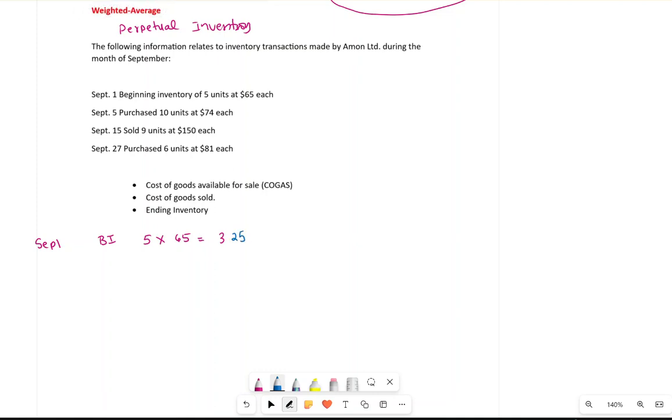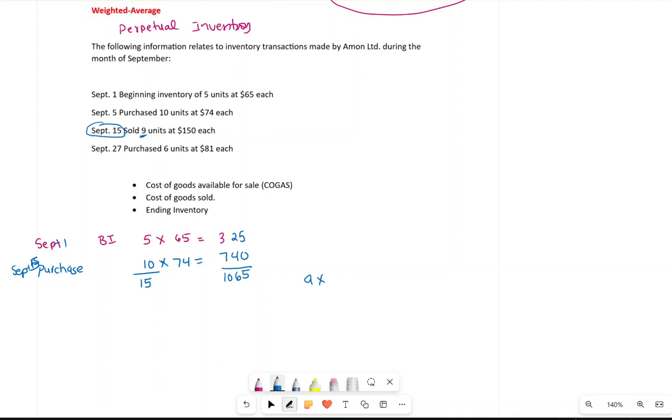Then going further, we have a purchase. We purchased 10 units. And when did we purchase it? On September 5th. We purchased 10 at 74. The value of the units is 740. When you're doing a weighted average, you're doing a perpetual. We sold on the 15th, we sold 9 units. We wanted to know what was the cost using the weighted average. In order to do a cost, I will add both numbers. In this case, it will be 1065 and this will be my 15 units.